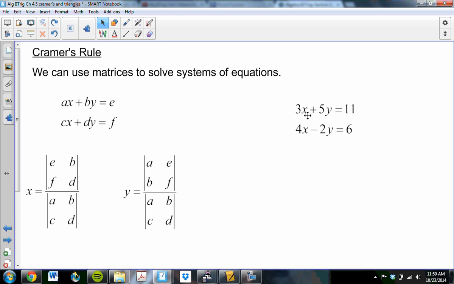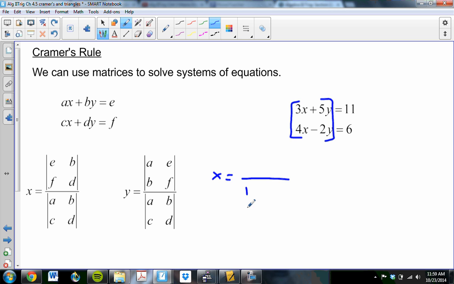I'm going to solve this system. Well, these coefficients right here, I call it my coefficient matrix. I want to find either variable, I'll start with x. Those coefficients go in the bottom matrix: 3, 5, 4, -2. In the top matrix, I'm going to have 11, 6, 5, -2. I'm going to find those 2 determinants and divide them by each other.